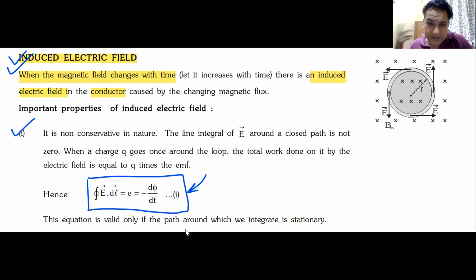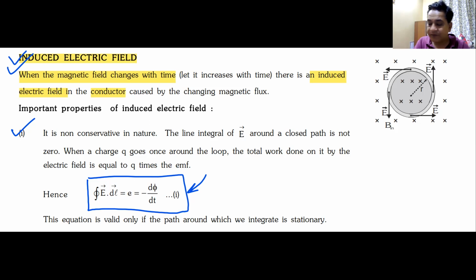Potential has no meaning in this field, because if you go from point A to point B in different paths, you will have different potential difference. So potential difference here for this particular field will depend on path. Do we understand this? Yes, sir.